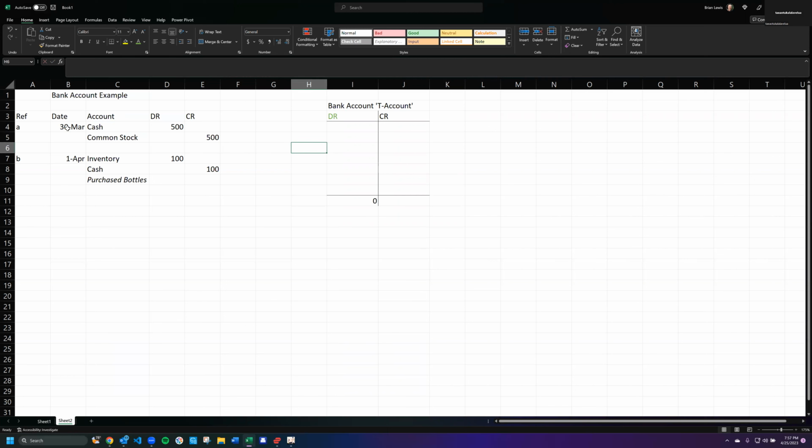Okay, and we'll do a little reference over here just so we can keep track of this. So A was $500, right? $500 debit. And B was $100 credit here. Okay, so now our current balance is 400.